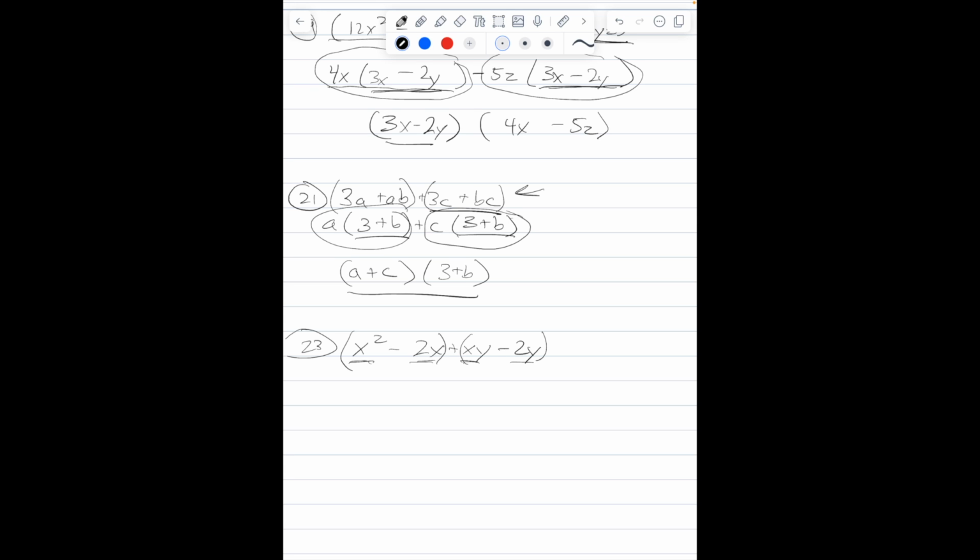So if we do that, I can take an x out by dividing x squared minus 2x by x, leaving me with x minus 2. And then, out of the second term, we can see that a y is a common factor. So we'll divide by y, leaving us with x minus 2. Exciting. X minus 2 is a factor of both. So I can pull that out, and I'm left with x plus y. X minus 2 times x plus y.